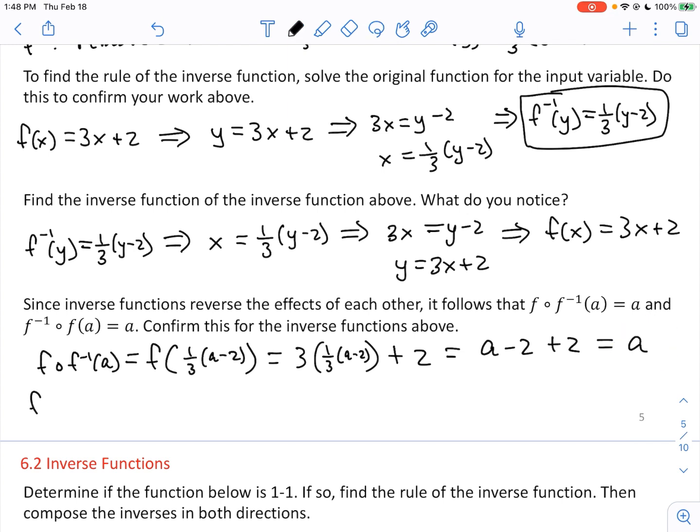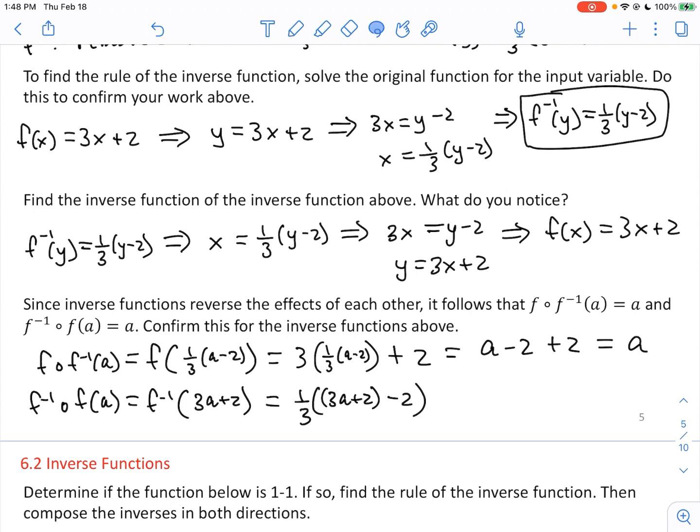Same is true for the other direction. So we're going to be doing f inverse of, and let's compute f of a first. So here's f, plug a in for x. So we just get 3a plus 2. But now we're going to take this 3a plus 2 and plug it into the f inverse function. Y right there is going to turn into 3a plus 2. So you have 1/3 times 3a plus 2, that's where the y was, minus 2 in parentheses.